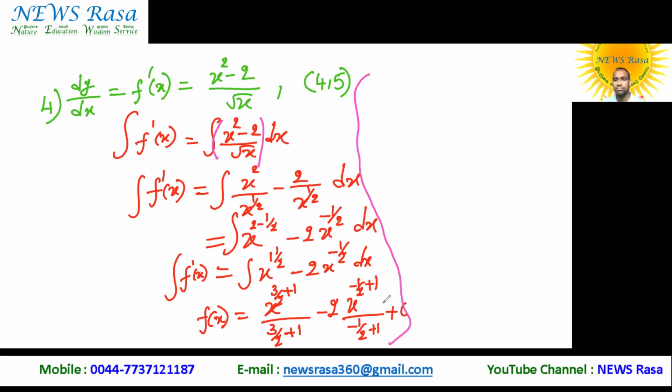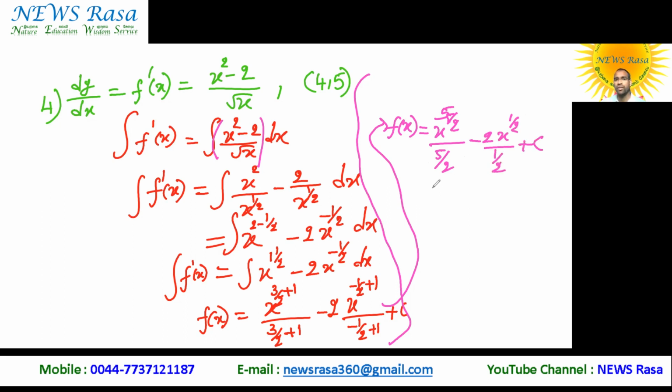Then I'm going to write this here, right? So I have f of x is equal to x to the power of 3 over 2 plus 1, which is 5 over 2, isn't it? Yeah, 5 over 2. And then at the bottom I have 5 over 2 as well, right? And then minus x to the power of minus half plus 1, which is half, isn't it? Yeah, so minus 2 and then x to the power half over half at the bottom, right? Because minus half plus 1, and then plus c, right?